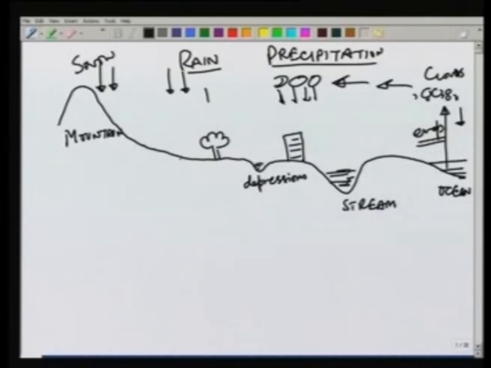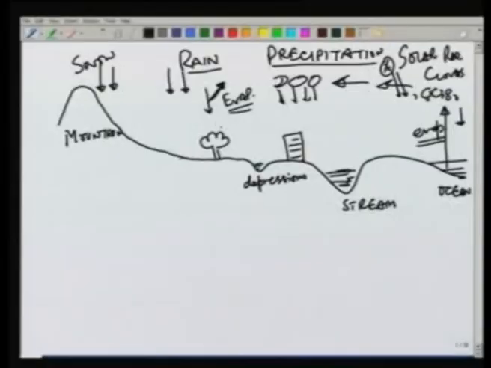Now, once the precipitation occurs, part of it will directly evaporate. Solar radiation is the agency or the source of the heat energy. So, the solar radiation in the form of heat energy from the sun will cause the evaporation. The same energy will also cause some evaporation from the rainfall directly. So, this rain will not reach the ground, even before that there will be some evaporation from the rain.